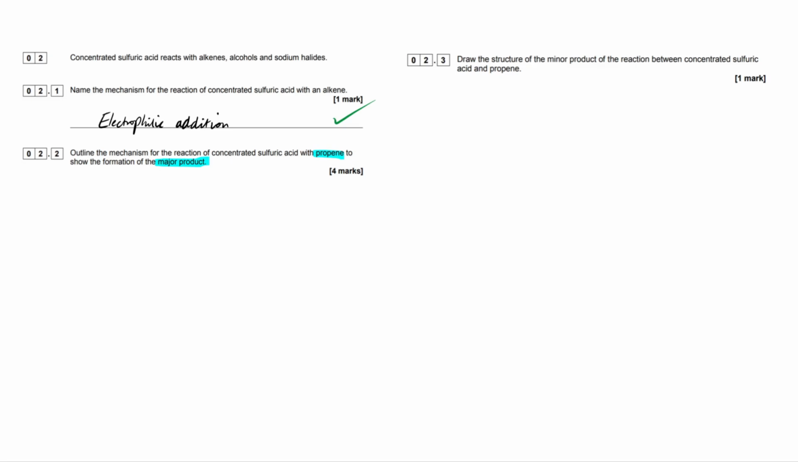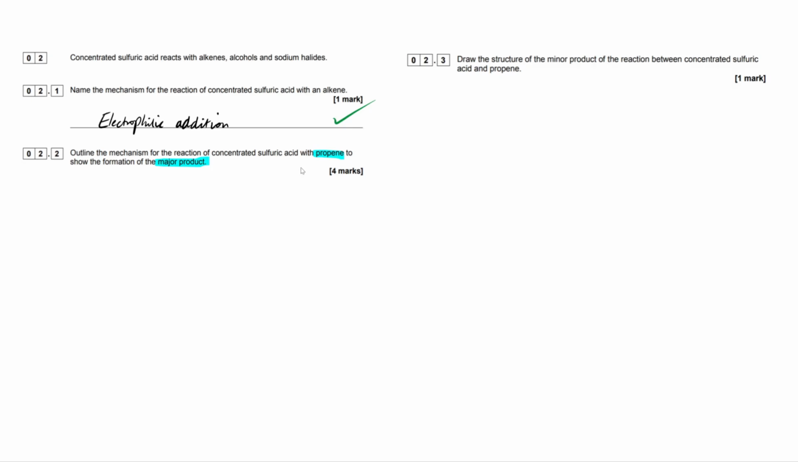So what I'm going to do, I'll jump into the mechanism, and then when we get to the intermediate, I'll explain why I did it this way in order to form the major product. Hopefully you guys already know how this works, but if you don't, it's all good. So what I'm going to do is I'm just going to start by drawing propene, okay?